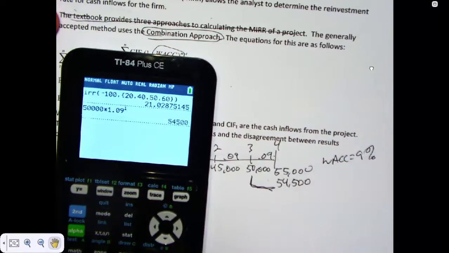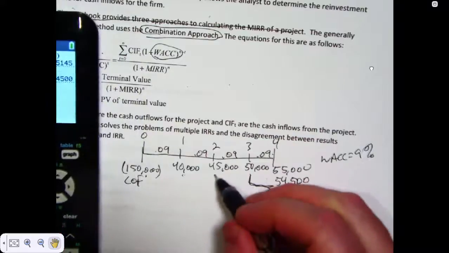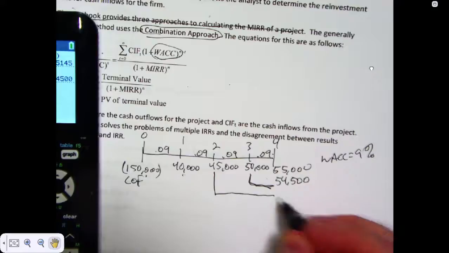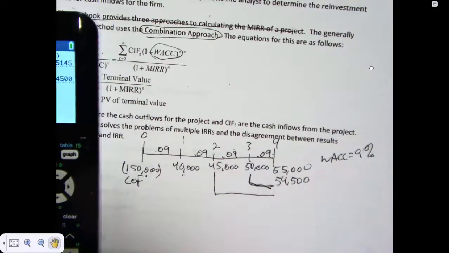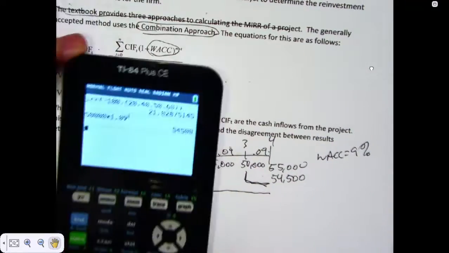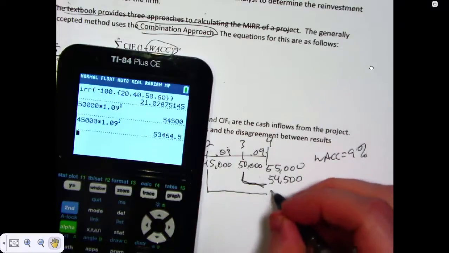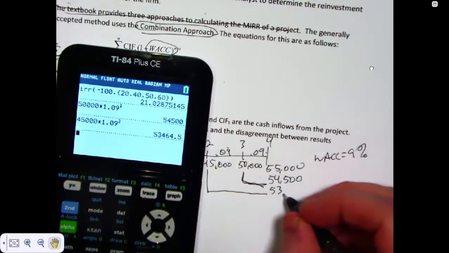The $45,000, so we'd receive this in the project. We'd find the future value in 2 time periods. So in the calculator, I'm going to take 45,000 multiplied by 1 plus the weighted average cost of capital, or my reinvestment rate, raised to the second power. And I get 53,464.50.